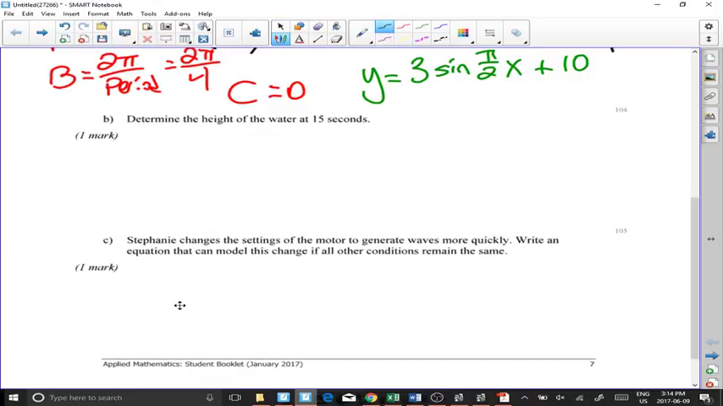It's a 1-mark question here, which means we don't need to show work. We just need an answer. So it is 7 centimeters, not meters. That's going to be really tall water. 7 meters is like 4 of me.